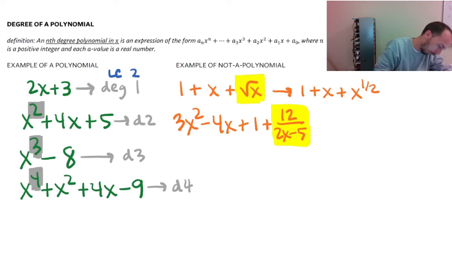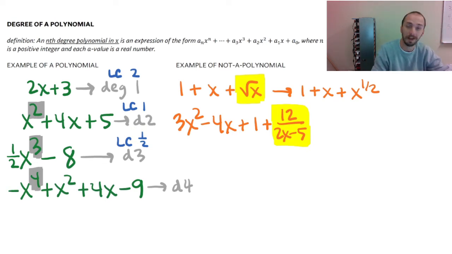On x squared plus 4x plus 5, the leading coefficient is 1 because it's 1x squared. Maybe I'll change this to 1/2 x to the 3 minus 8. In that case, the leading coefficient would become 1/2. And with this last one, maybe I make it negative x to the 4th plus x squared plus 4x minus 9. In that situation, the leading coefficient would be -1. Now in this class, we're mainly interested in whether the leading coefficient is positive or negative, not really the value of it. But we will be interested in what that can tell us occasionally.